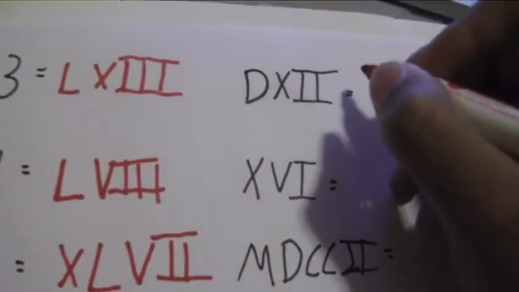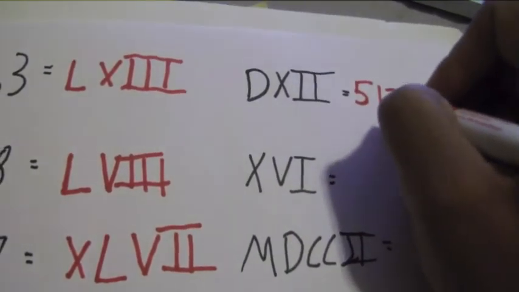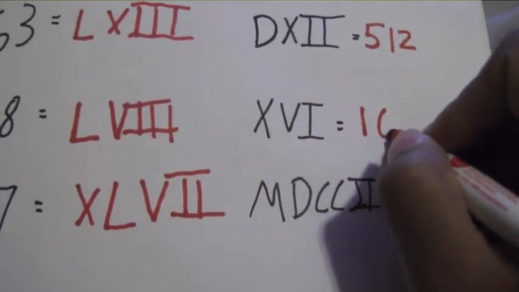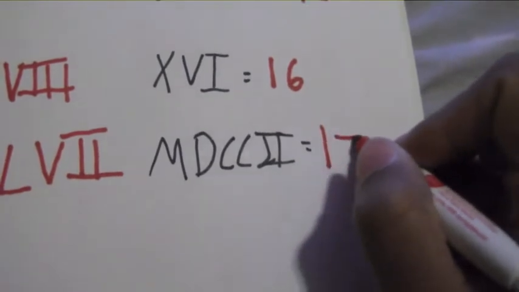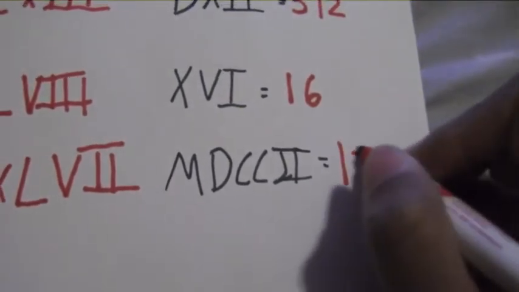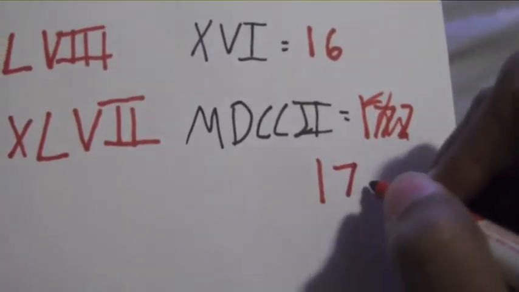Now we're going to do the opposite. D is 500. 500 plus X is 10, and plus 2 is 12. 512. X plus V plus I is 16. And MDCCI is 1,700. Oop, I forgot a 0. It's 1,702.